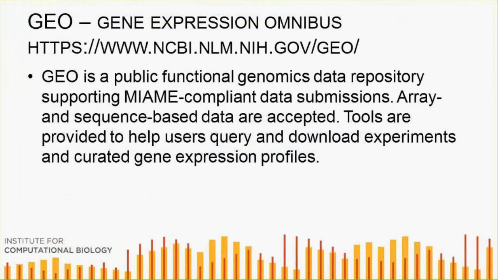The Gene Expression Omnibus is another big website that includes lots and lots of molecular data from lots of different diseases, and there are also some normal data sets there. Sometimes the questions that we're asking require us to compare a data set on disease individuals to normal individuals.